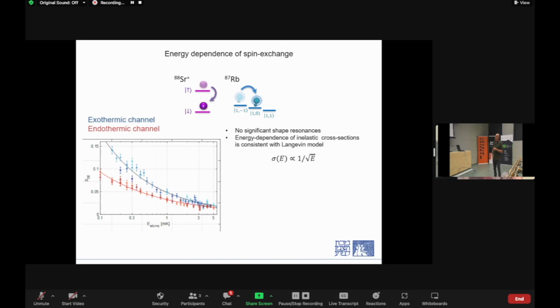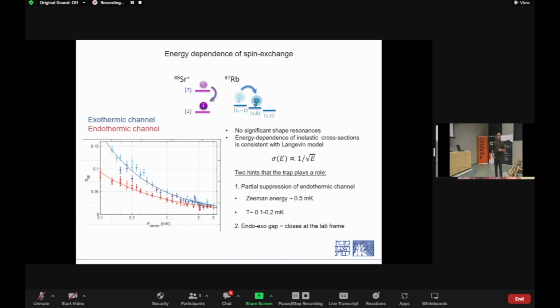We measured directly the cross-section as a function of energy. We did not find statistically significant shape resonances. We actually found a behavior which is very consistent with what you would expect from the Langevin cross-section, scaling that goes as 1 over the square root of energy. And the question is why? And there's 2 hints in this data that tell you that the trap plays a significant role in this process.